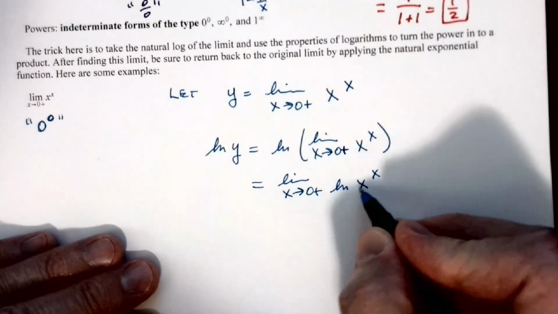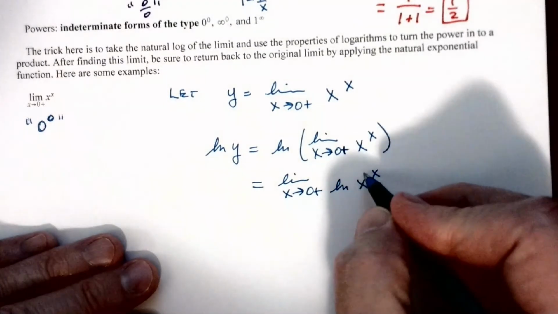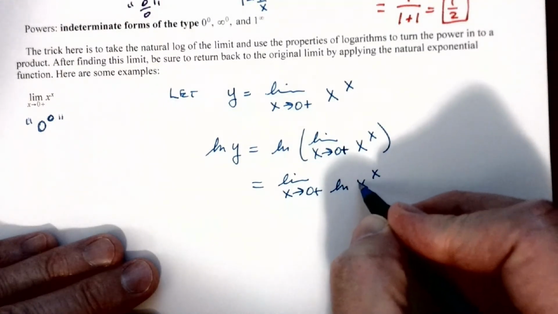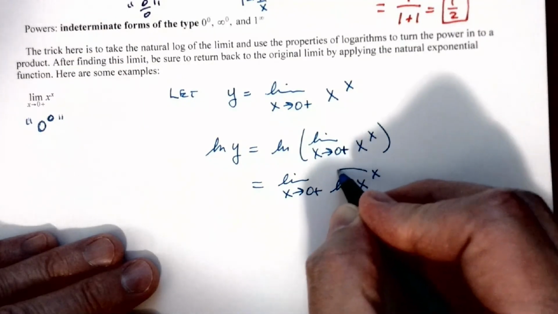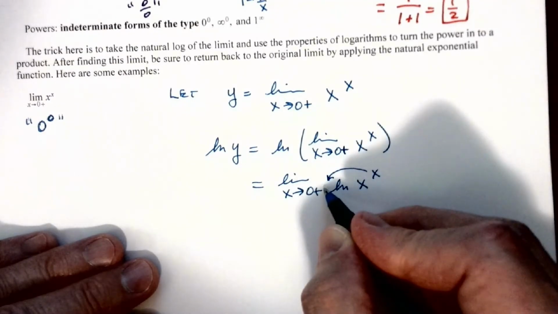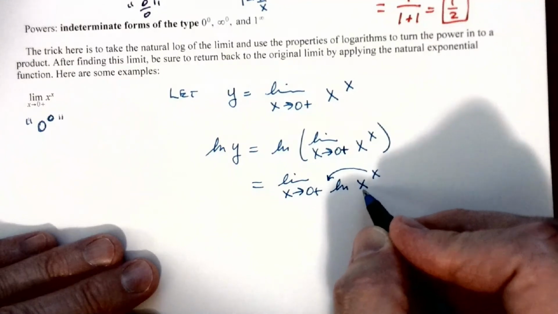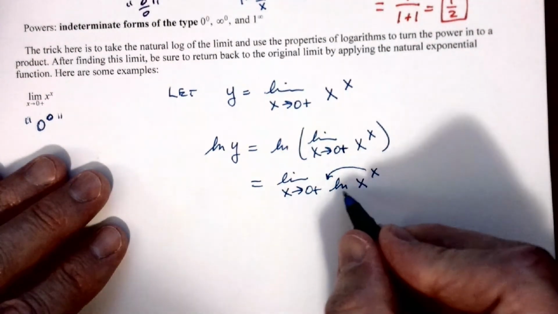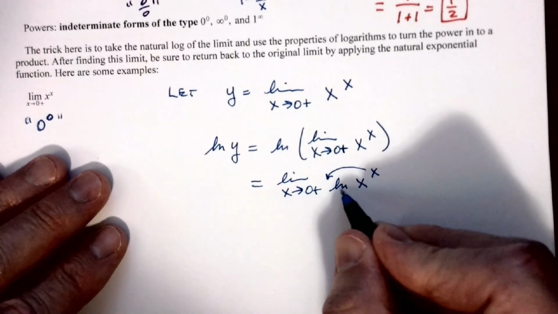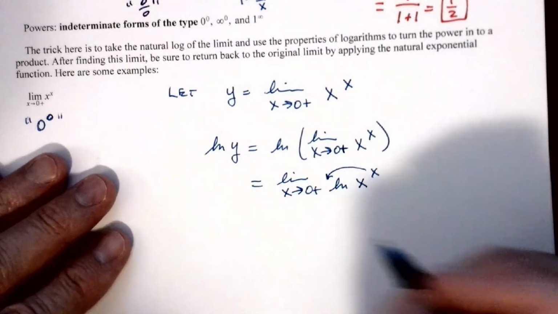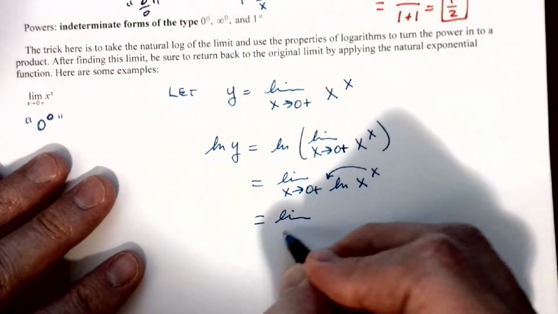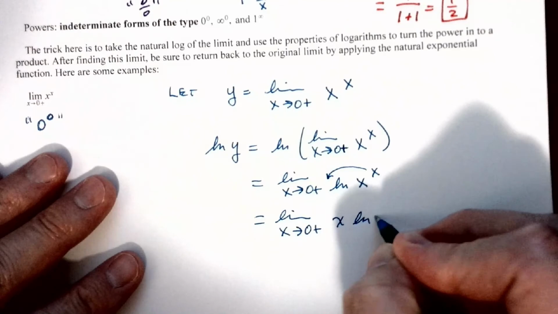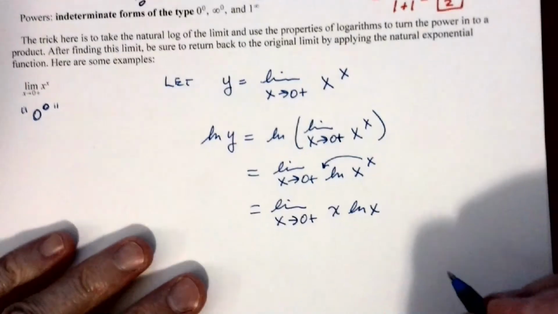Now, once I do that, what do I have here? I have the natural log of x to the x power. Remember the properties of logarithms? If I have a natural log of an exponential expression, this power comes down and turns into a product. And that comes from the rule of exponents, right? When we raise an exponent to an exponent, and that's exactly what logarithms are, they're exponents, we multiply. So this becomes the limit as x approaches 0 from the positive side of x times the natural log of x.